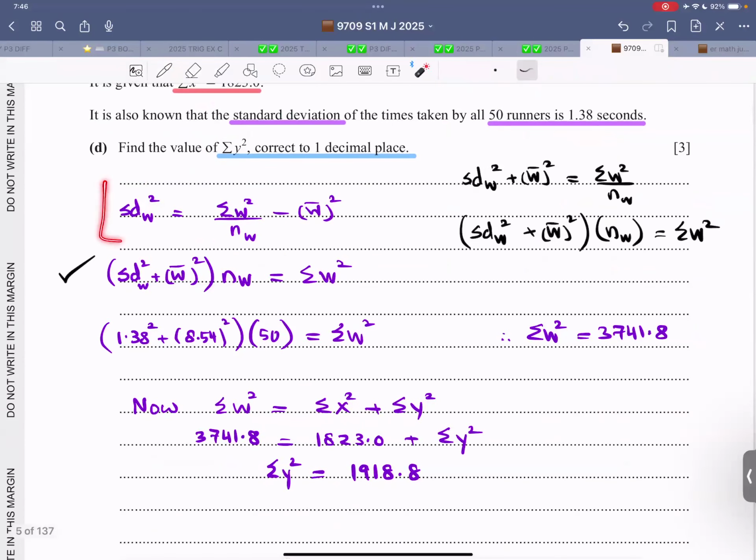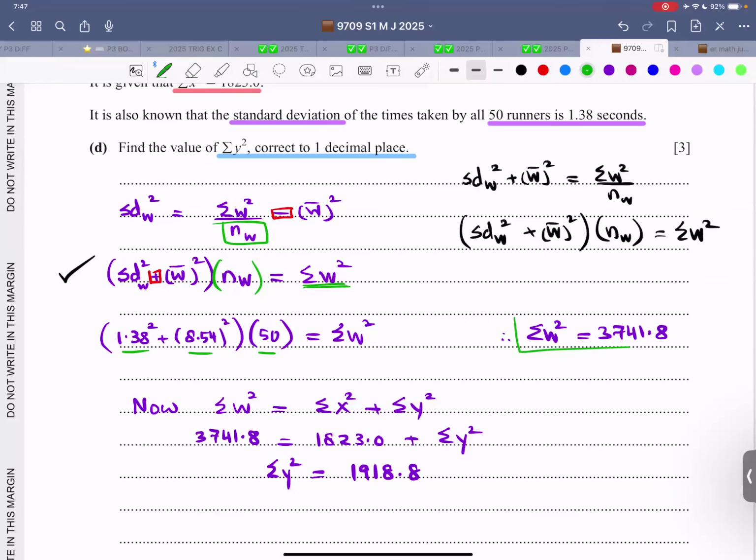Now, first of all, let's start the working from here. Sigma square for the group is sigma W square over the number of people in the whole group, minus W bar square. Now simply make sigma W square the subject. First of all, this negative will go to the other side and become positive. Secondly, this N W goes to the other side and multiplies. And hence we find sigma W square by doing this basic calculation. So sigma W square is coming out to be this.